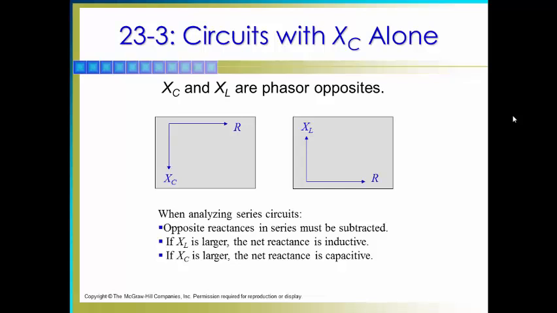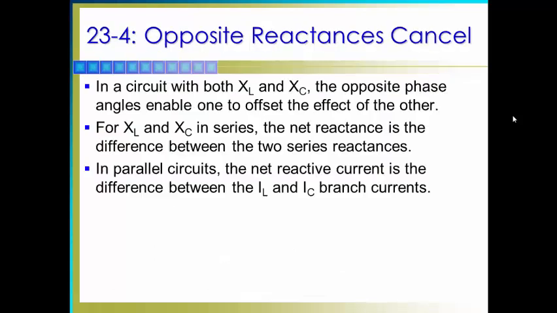Therefore, the combination of the capacitor and resistor and inductor and resistor have opposite phasors. When analyzing the series circuit, opposite reactances in series must be subtracted. So the capacitive and the inductive reactances have to be subtracted in the series circuit. Of course, if the inductive reactance is larger, the net reactance is inductive. If the capacitive reactance is larger, of course the net reactance is capacitive.